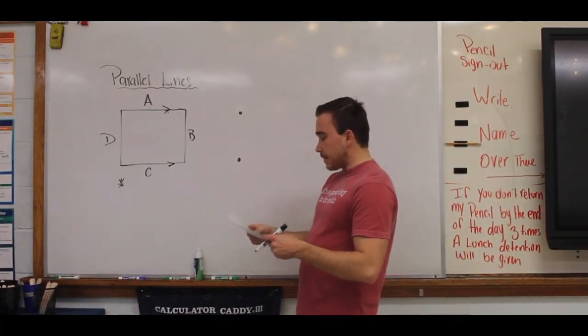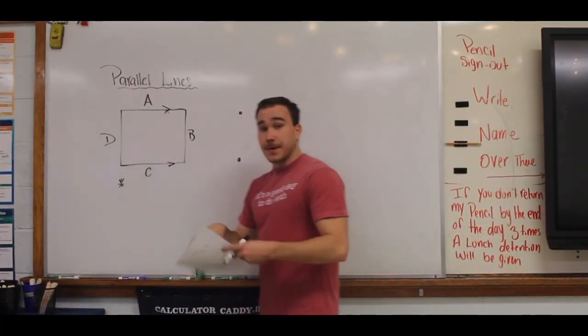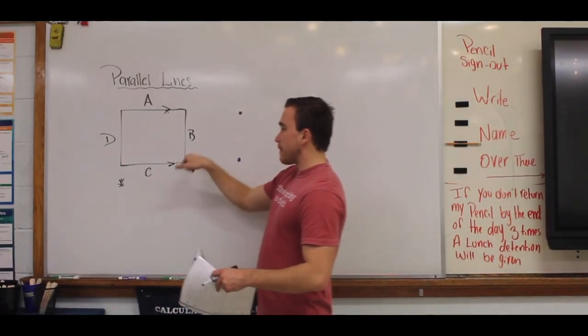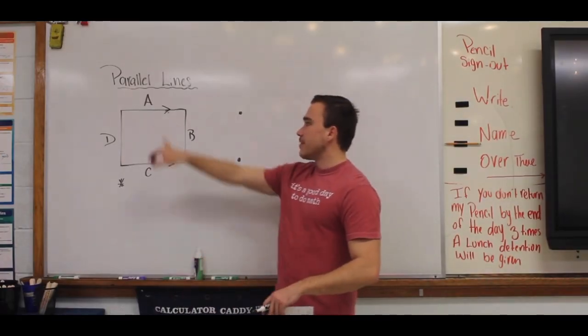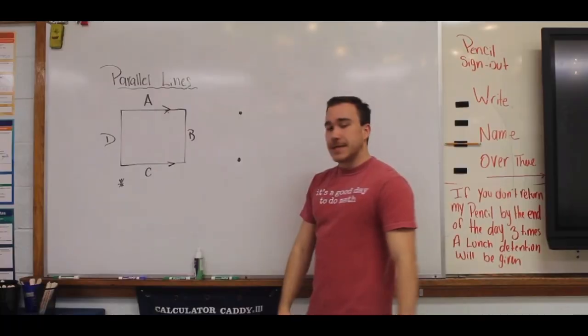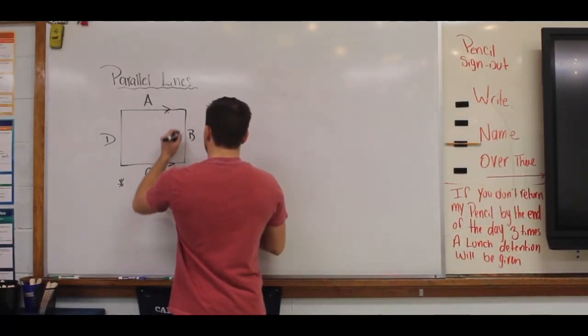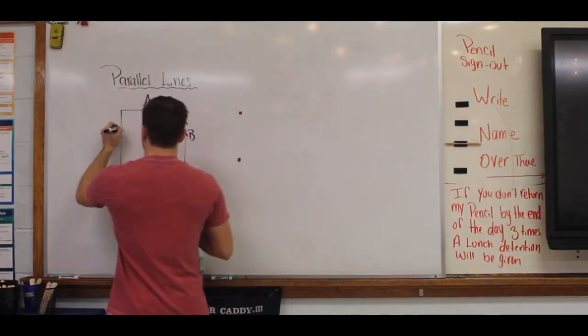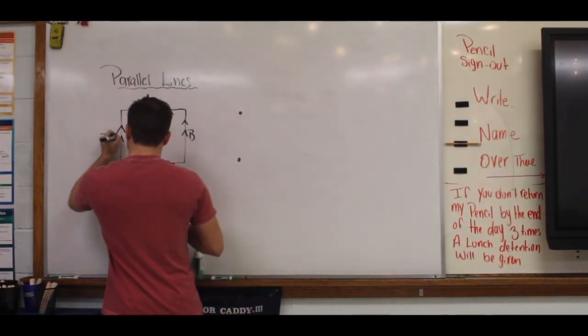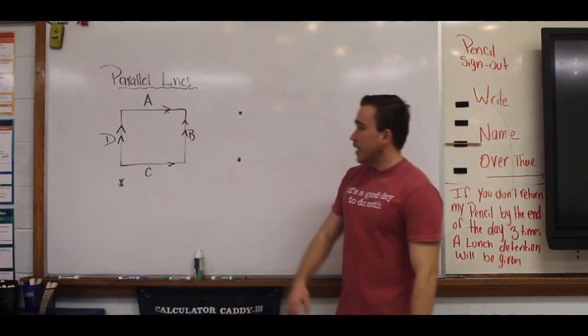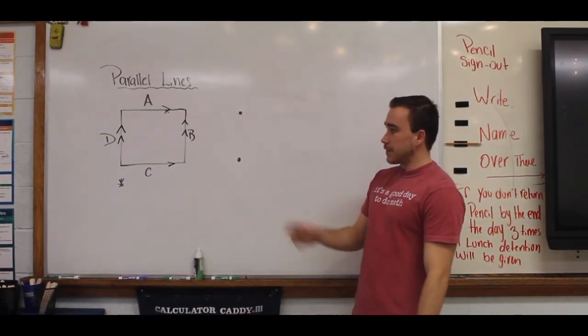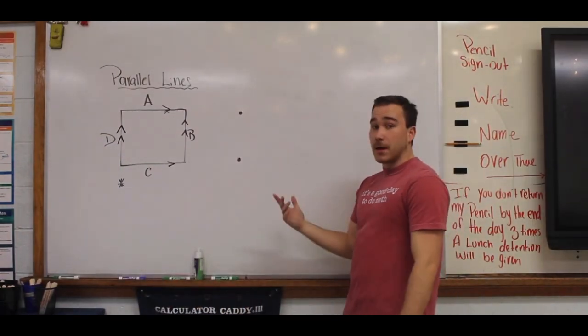Now, line B and line D are also parallel, but they are not parallel to A and C, so we can't use one arrow. Instead, we're going to use two. So, let's use two arrows, just like that. And because line B and line D both have two arrows, they are parallel.